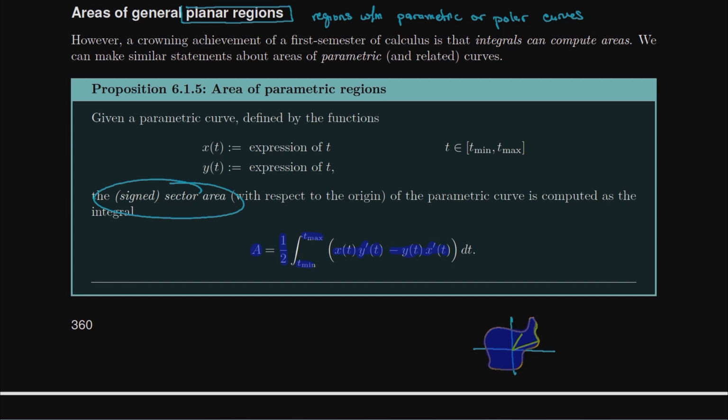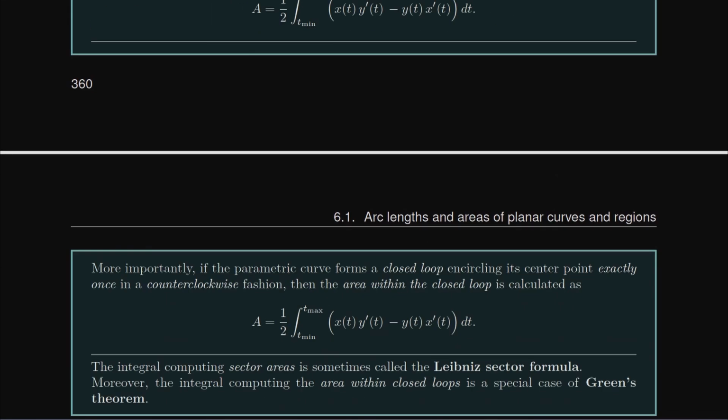You can imagine if I'm traversing this parametric curve from t min up to t max in a counterclockwise direction, I'm going to compute the area of the sector that spans out from the origin. Now, of course, if my curve happens to be a closed loop, then the sector area is equivalent to the total area. If you have only a portion of a loop, the sector is a little wedge with respect to the origin. But if you have a closed loop, then you can always get the full area. And that's the second statement I make.